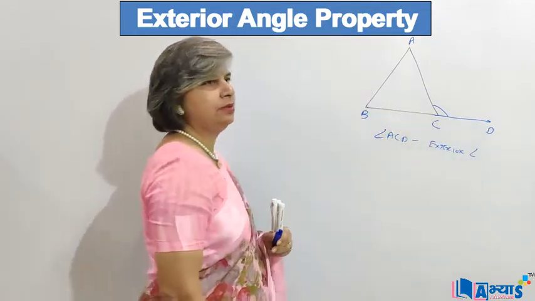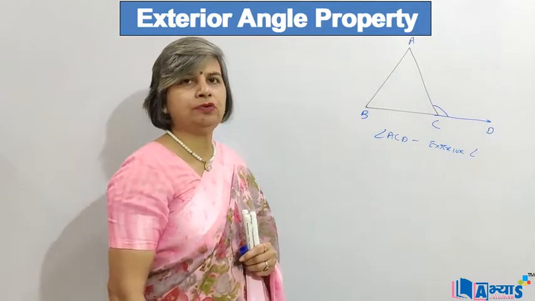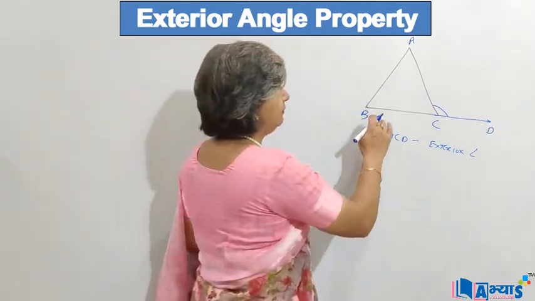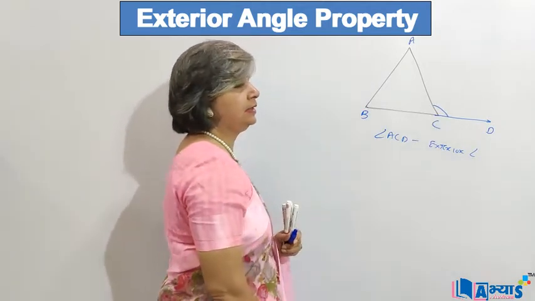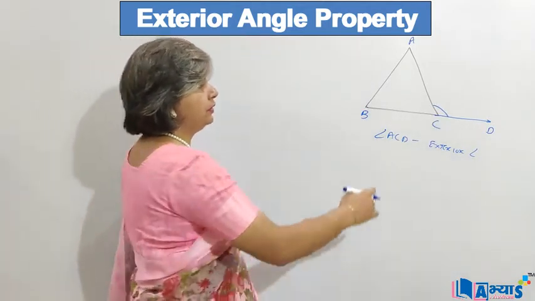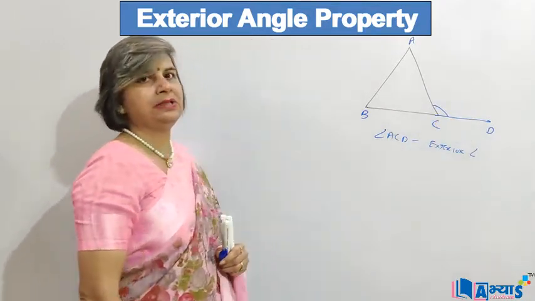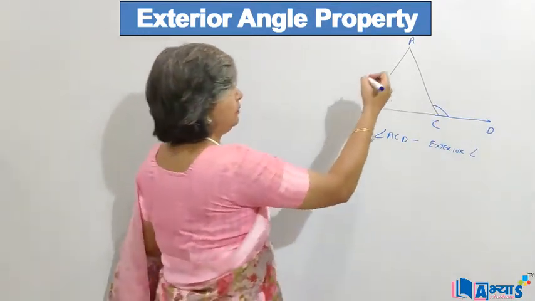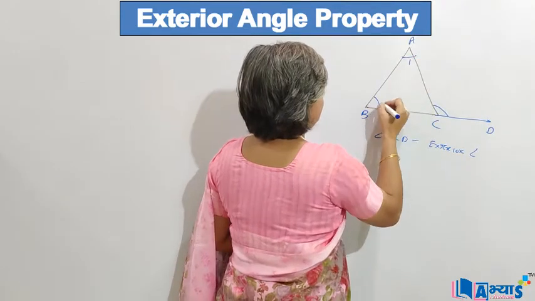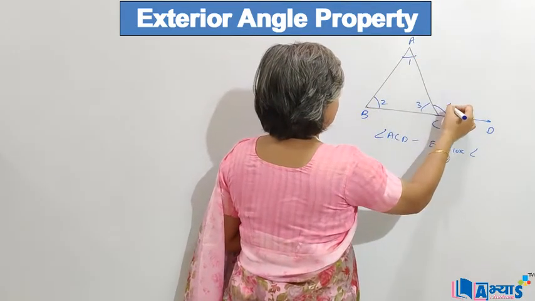Because it is outside the triangle, the exterior angle is formed only when any one side of the triangle is extended, and the angle formed by the arm of the triangle and the extended side is the exterior angle. Now let us name the angles. Let this be 1, this be 2, this be 3 and this be 4.